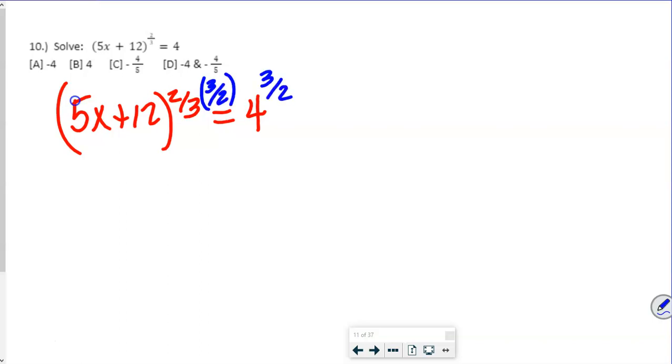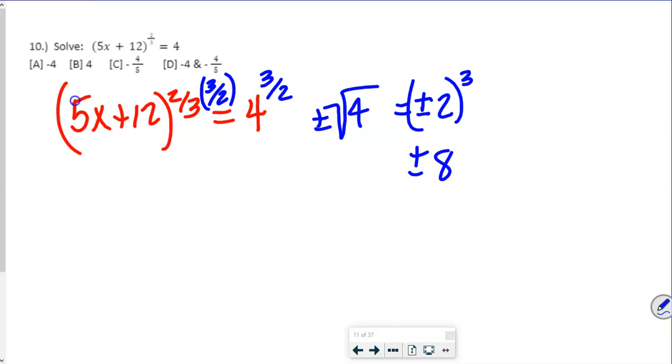This means we're going to take the square root of 4, which remember always has a plus or minus in front of it. So that's going to be plus or minus 2, and then we're going to take that to the 3rd power. So that's going to give us plus or minus 8, okay? So now we've got 5x plus 12 equals plus or minus 8.